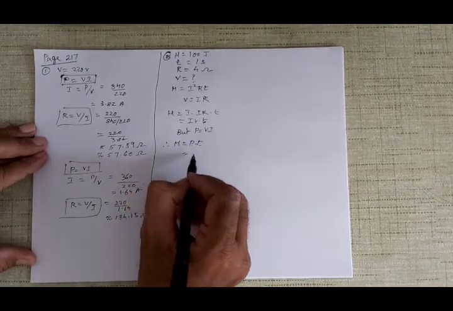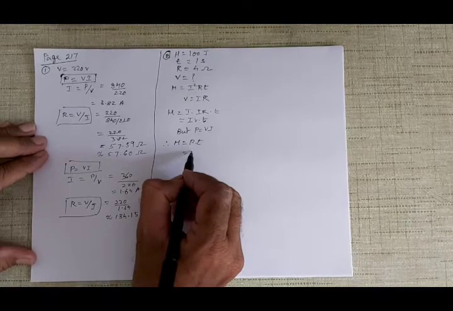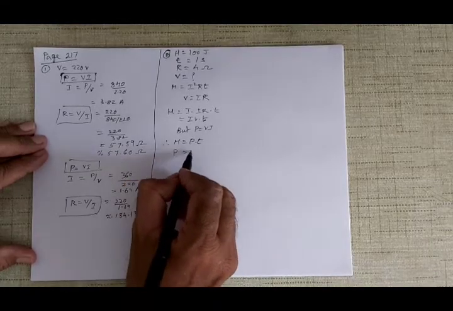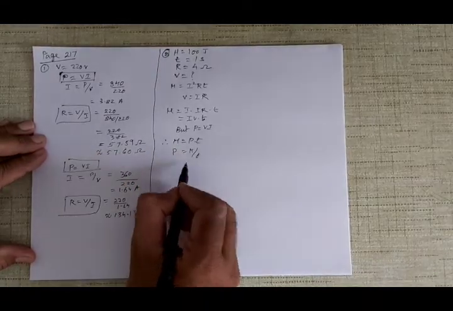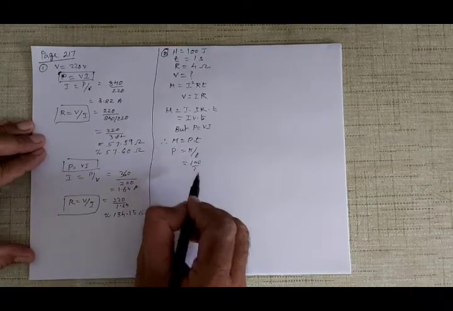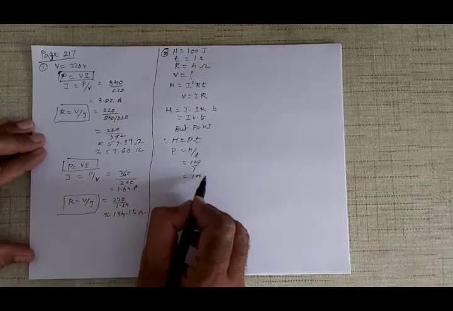So power in this case will be equal to H upon T, that is 100 upon 1. That is 100 watts.